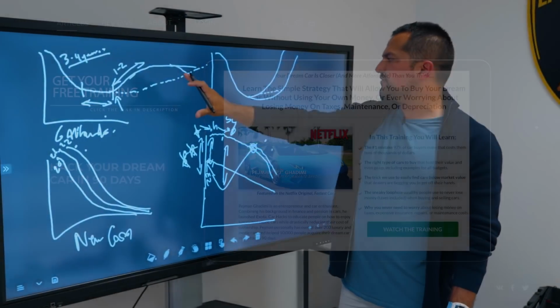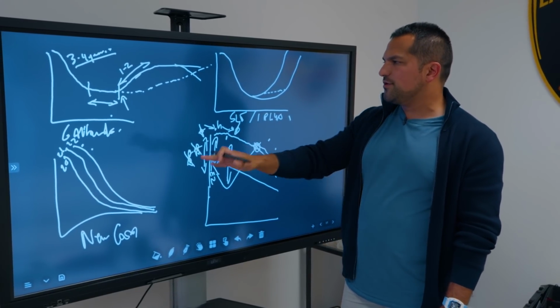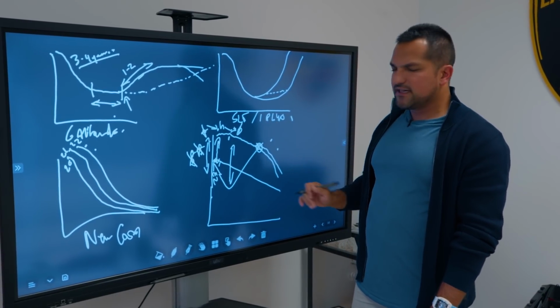But that's the core of it, right? And that's what we have to understand, because you have to understand the different models from new cars to basic cars and then to investment cars.